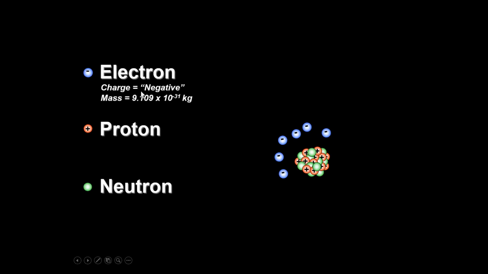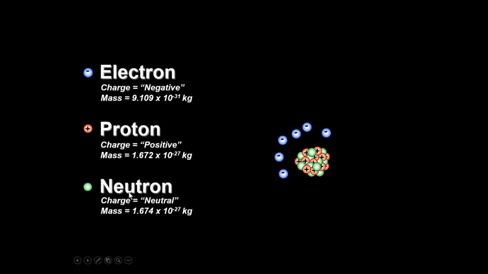But electrons have a negative charge, and they have a very, very tiny mass. And protons have a positive charge, and the mass of a proton, I believe, is about 8,000 times the mass of an electron. So protons are a lot more massive. A neutron has no charge, and it has a very similar mass to a proton, but it's not exactly the same.